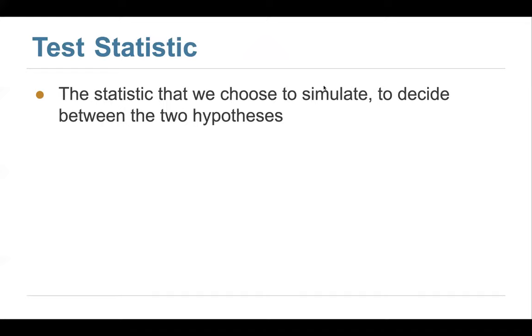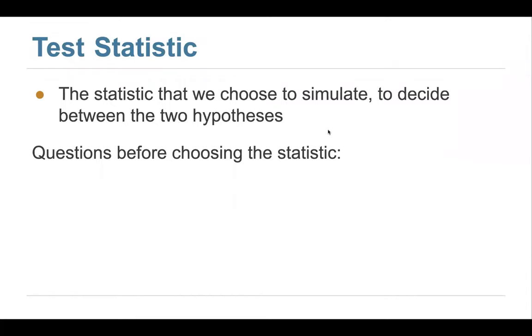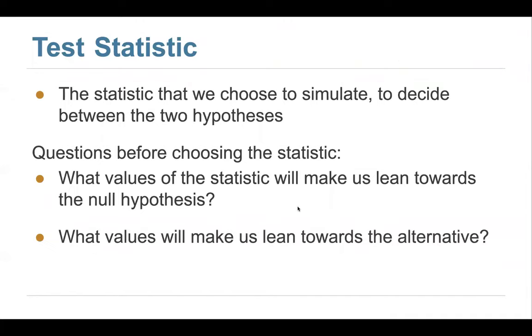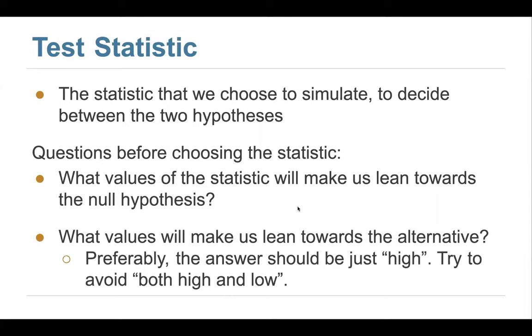And then the statistic that we choose to simulate and that helps us decide between the two, that's called a test statistic. So again, we've already been using this. This is just formally what it's called. The main thing you want to think about before choosing a statistic is, what values of this statistic are going to make us lean towards the null, and what values are going to make us lean towards the alternative. Preferably, you want to choose a test statistic such that higher values lead towards the alternative.